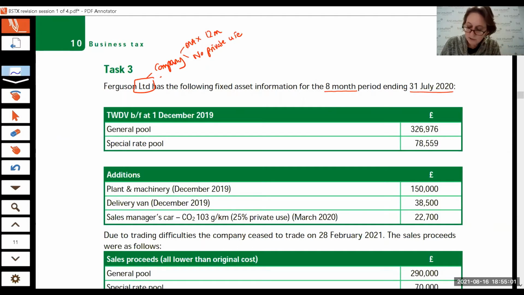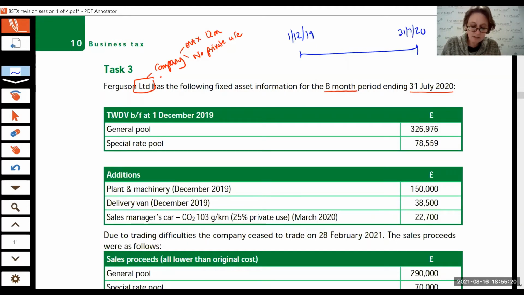So the period is to July. So let's have a think about that then. 31st of July 20. So it must have started, that's 7 months, isn't it? But it's an 8-month period. So it must have started in December of the previous year. So it must have started in December 19. So that's quite useful to know.